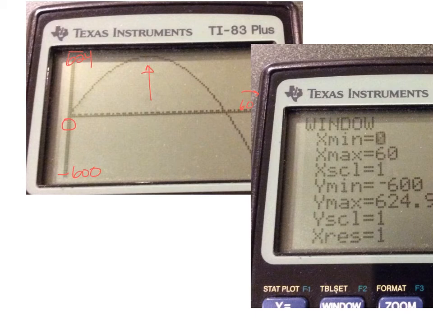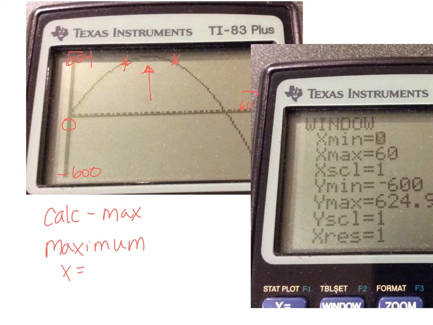So we predicted a close range for the x's that would make sense, and what we didn't know is what the maximum value was. So now let's actually find that max value. So we're going to do a calc, which is above the trace button, max, and then we're going to put our little star to the left, and then we're going to put our little star to the right. You're going to hit enter, and when you do that, you're going to get the answer at the bottom of the screen that says the maximum occurs when x is equal to 25 and y is equal to 625.